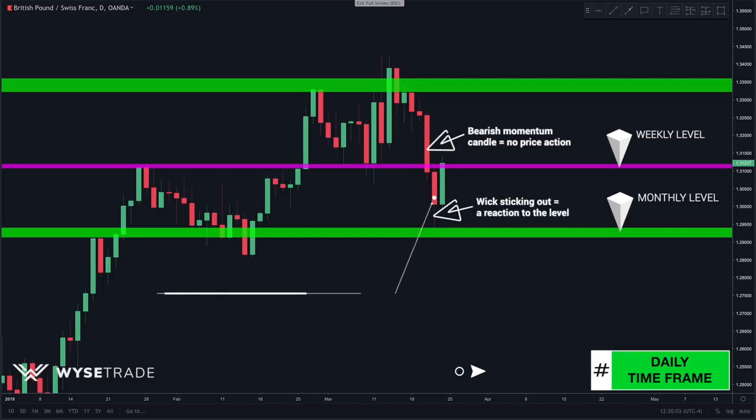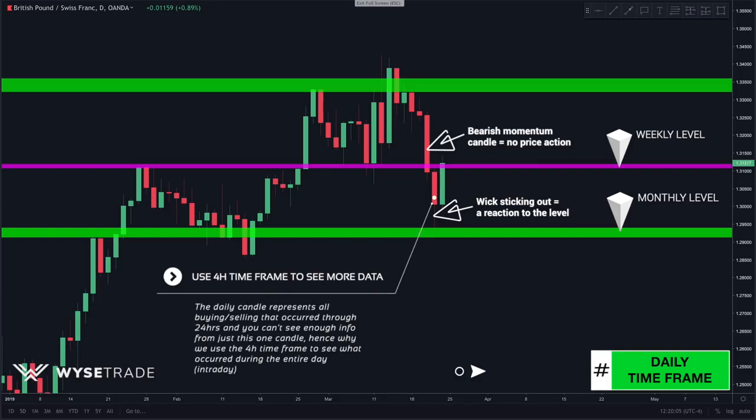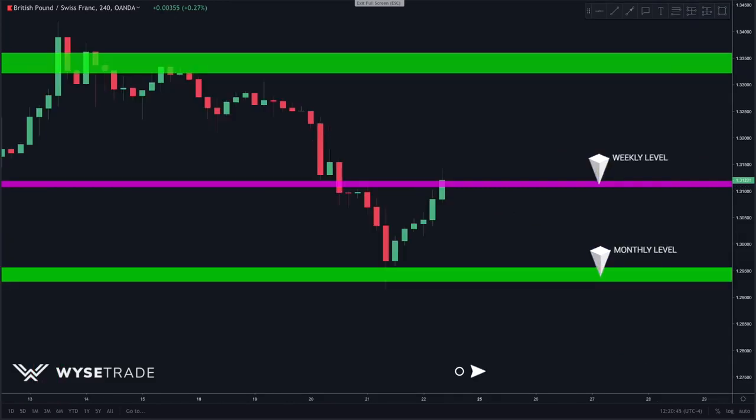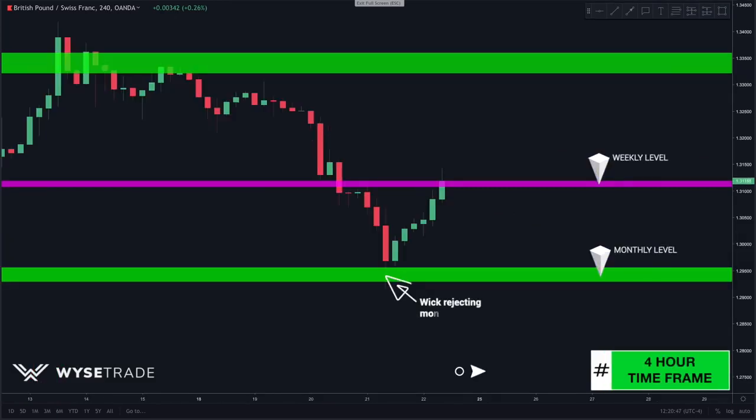Now you can take this even a step further by using the 4-hour time frame to further confirm this candle. So let's jump to that. Here in the 4-hour time frame, you had this decent rejection candle of the monthly support, followed by an inside bar, which is a reversal pattern. Now, there were many ways you could have entered on this, which we will go through in a following video.